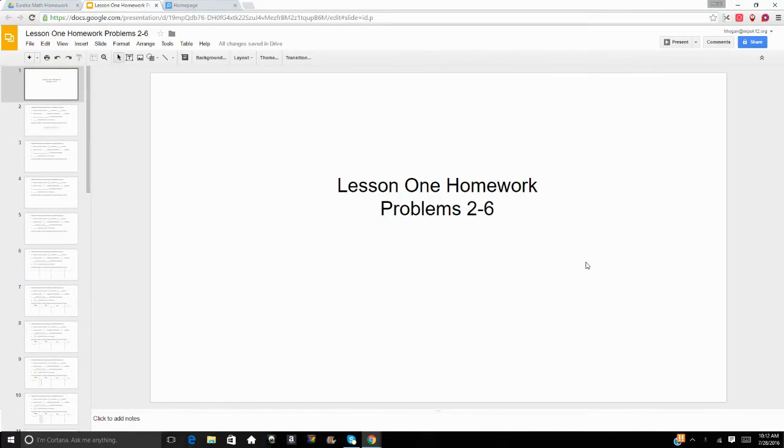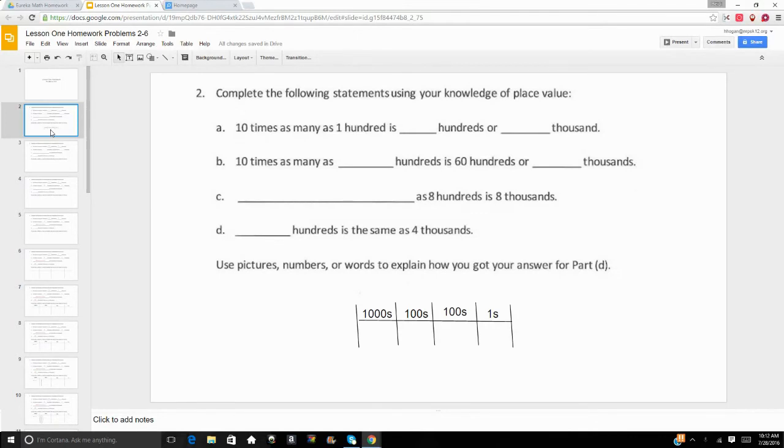Hello again. We're going to finish up lesson 1 homework for problems 2 through 6. And we're going to start off by completing this chart for number 2. And I made a little place value chart down here for you. And that's always a good strategy to use, it's quick to do.